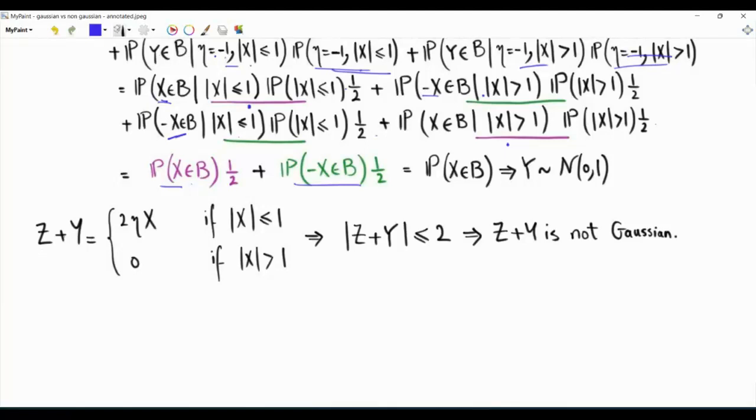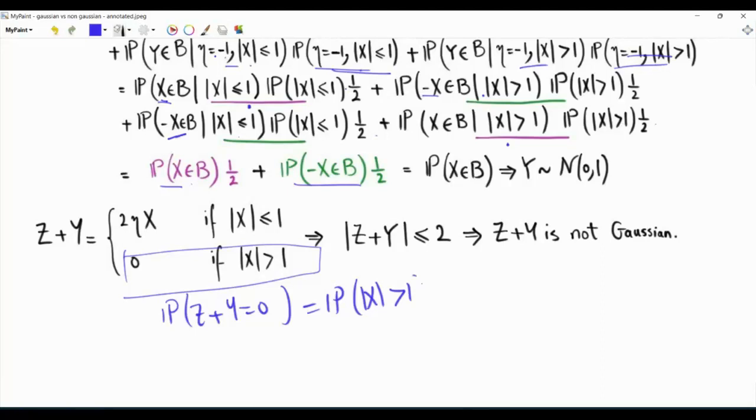In other words, Z plus Y, each one of them is Gaussian. The marginal distribution of Z is Gaussian. The marginal distribution of Y is Gaussian. But their sum is equal to 0 if the magnitude of x is strictly greater than 1. And this here is enough to show that Z plus Y is not Gaussian, because a Gaussian random variable cannot be equal to 0 with a positive probability. Here we have that Z plus Y is equal to 0. The probability of this event is a non-zero probability. It's the probability that the magnitude of x is greater than 1. And in terms of the Q function, this is equal to 2Q of 1, which is strictly greater than 0.